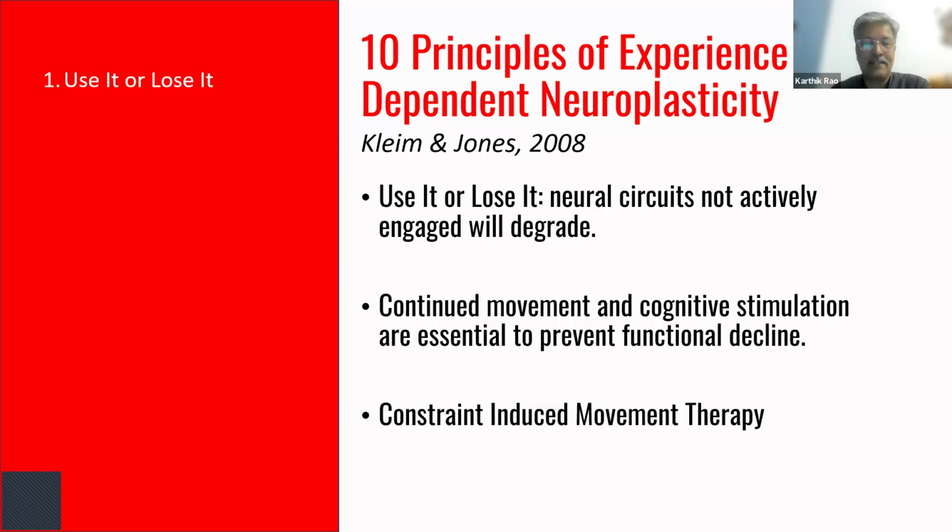A very classical example is constraint-induced movement therapy, where, for a person with hemiparesis, we restrict the use of the unaffected limb so that the person is forced to use the affected limb more. This has been shown to have a very positive impact on getting some of the neurons back to life, or activating dormant connections. So if we don't use it, we will lose it.